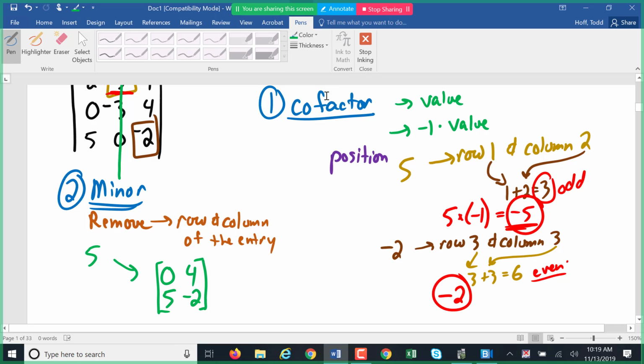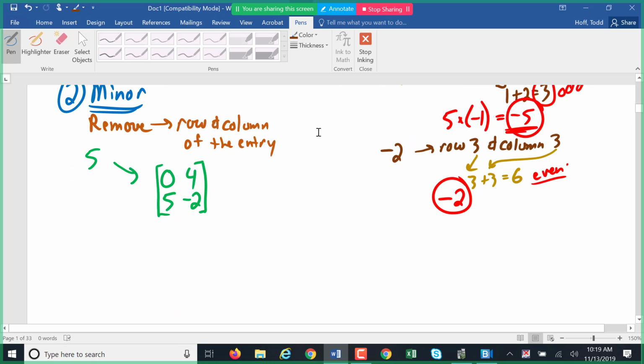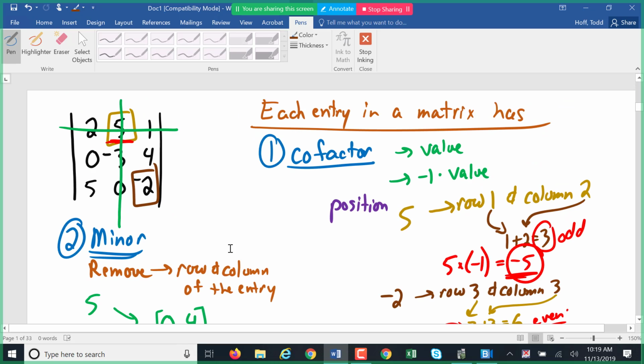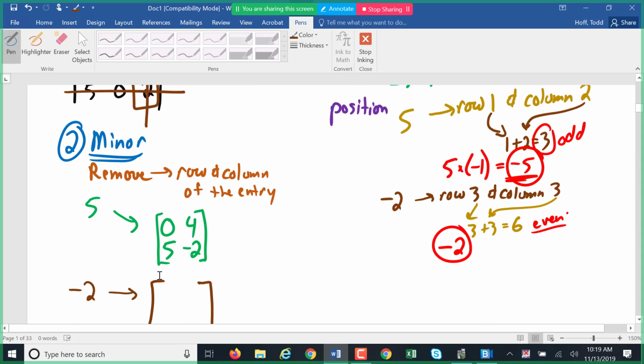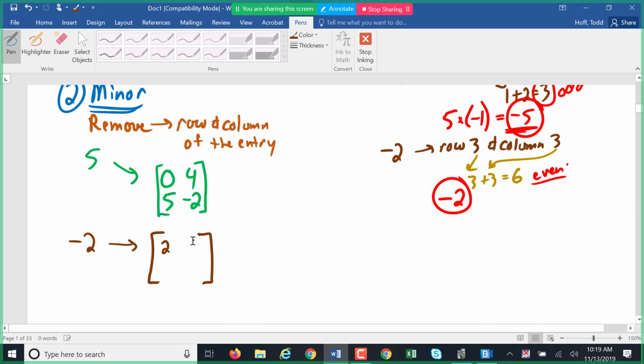Let's look at the negative 2. If I look at the negative 2 in there, I'm going to erase the green lines here quick. Negative 2 is in that row and that column. That leaves us with 2, 5, 0, negative 3. That is the minor for the negative 2.